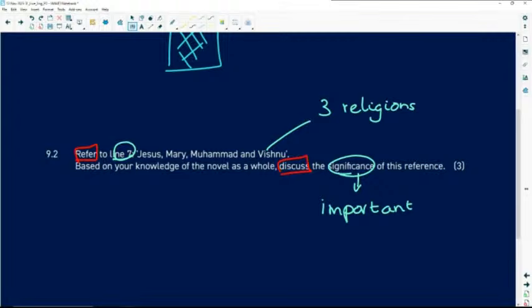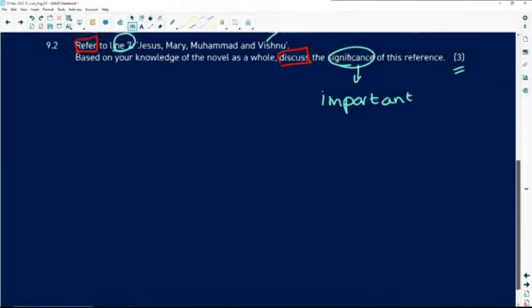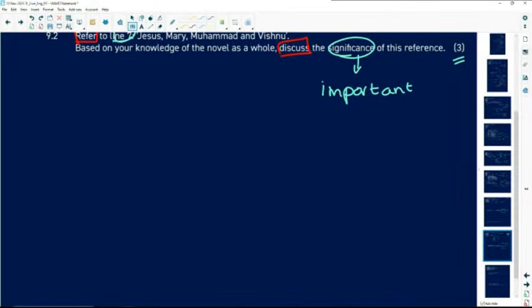So you would refer to Pi's religions and the fact that he believes that all 3 religions have love as their central value. He believes that God is present everywhere and in all experiences, and so he does not distinguish between these 3 religions, and he follows them, and it's part of his spirituality. Try and make 3 points for 3 marks, but remember, look at your keywords and your question words.